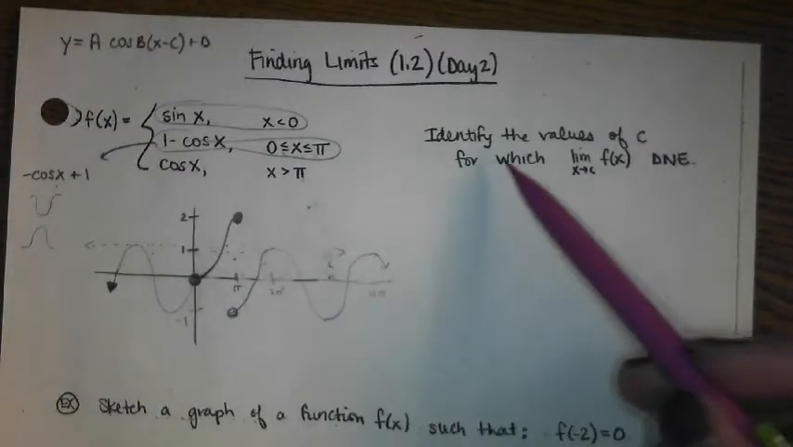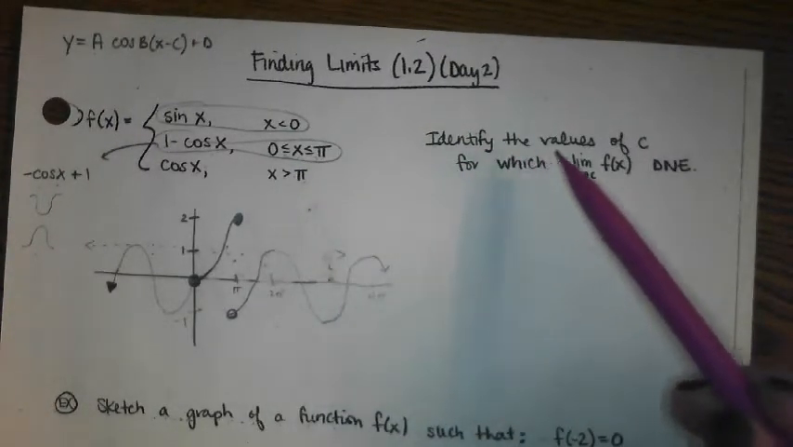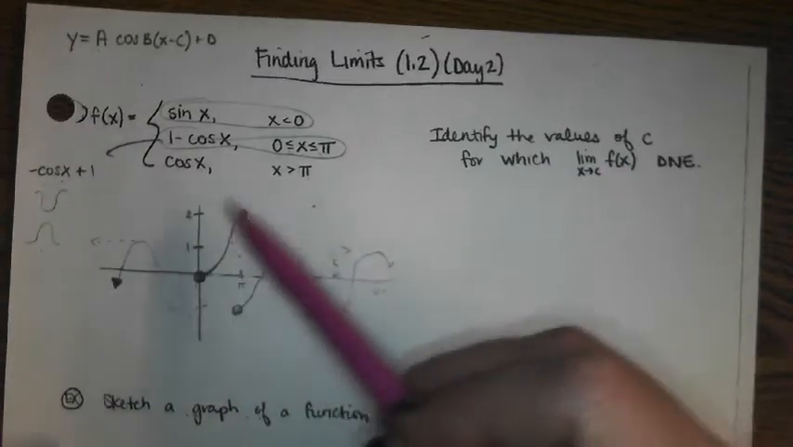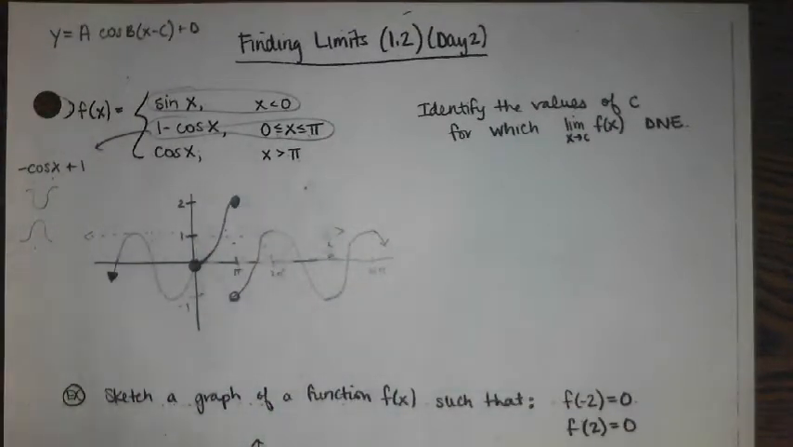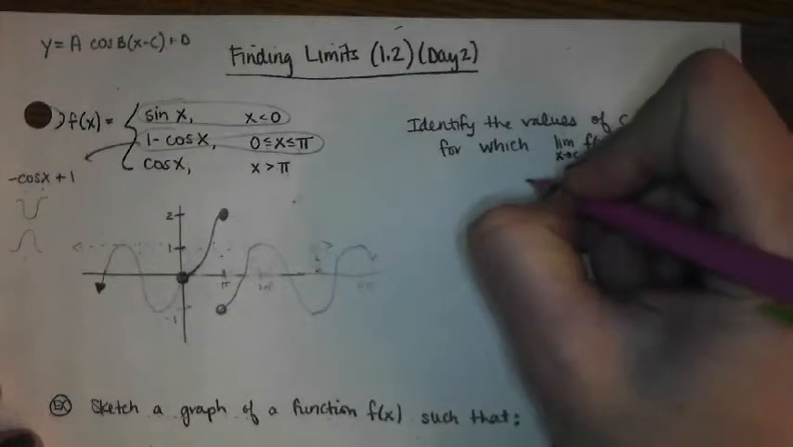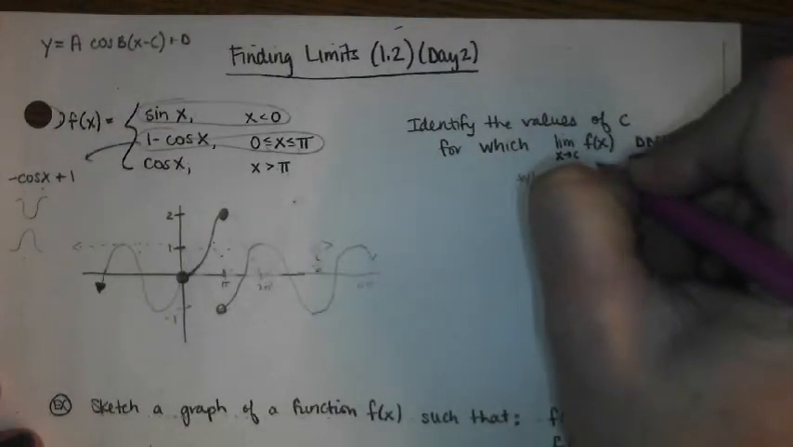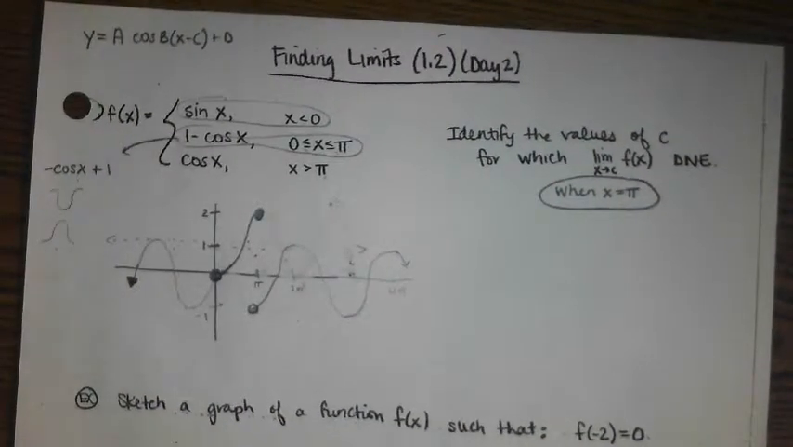So once you have an image of that, identifying the values of c for which the limit as you approach c does not exist. So looking at this, Aiden, where would you say the limit does not exist? When x equals pi, correct. And that's the only time. Now we learned last chapter that sometimes graphing it isn't necessary, right?